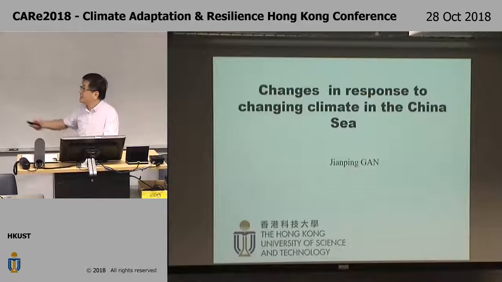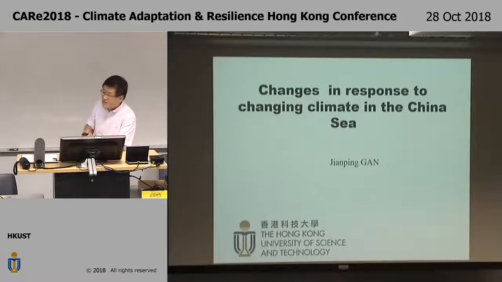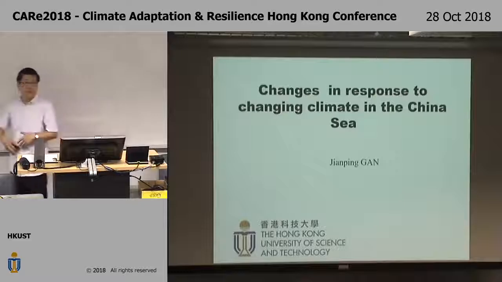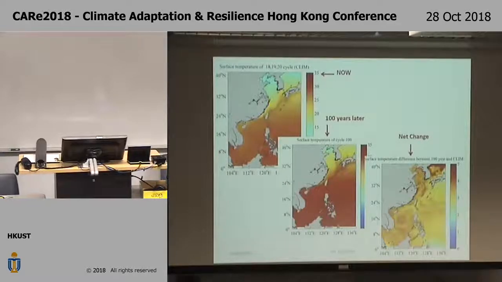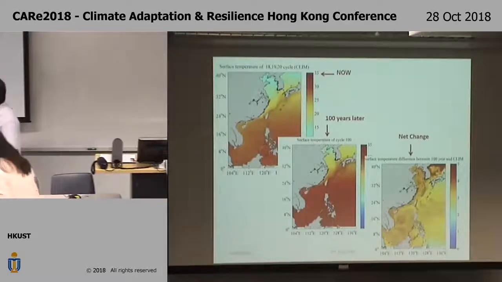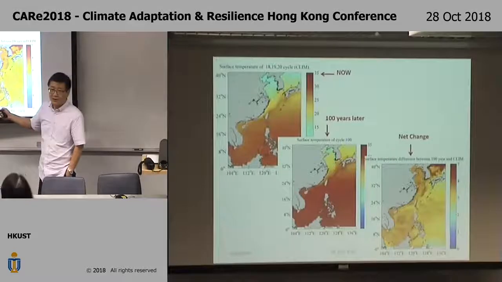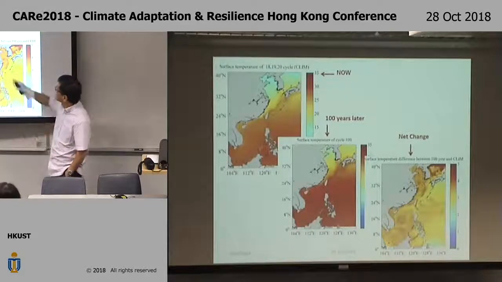Now, I just want to say this is the climate change theme in this whole conference. So I will talk about something from the big one to the small one in the China Sea. Actually, this is the sea surface temperature. This is 100 years later. You use this one minus this one, and this is what is going to increase.